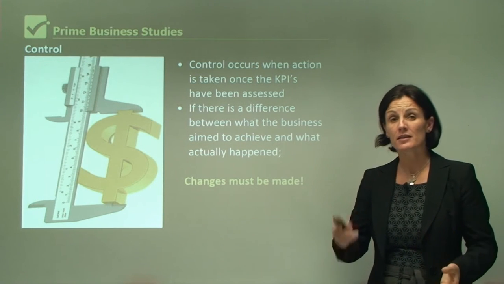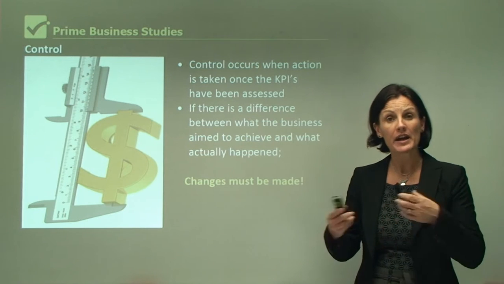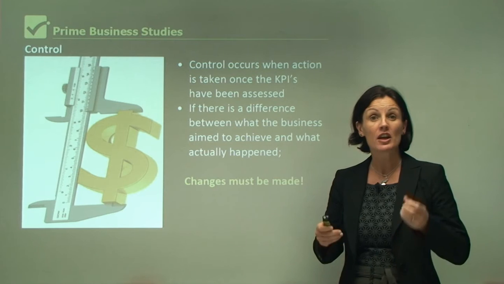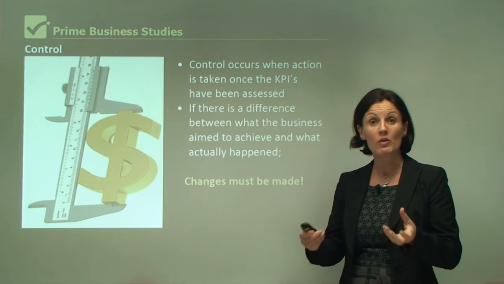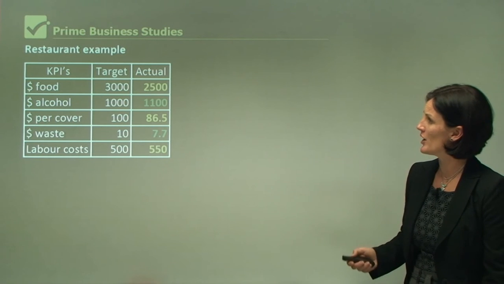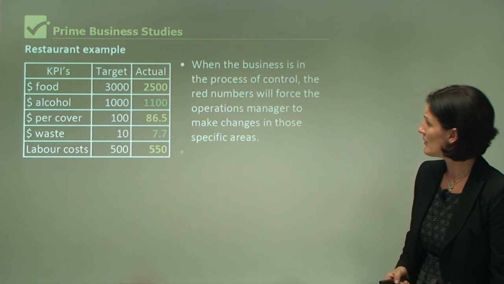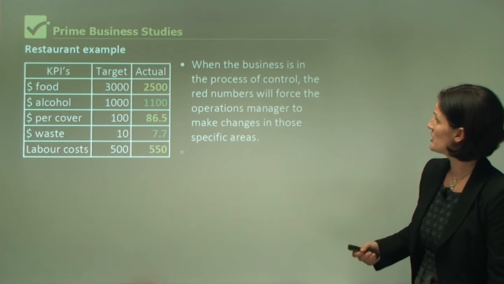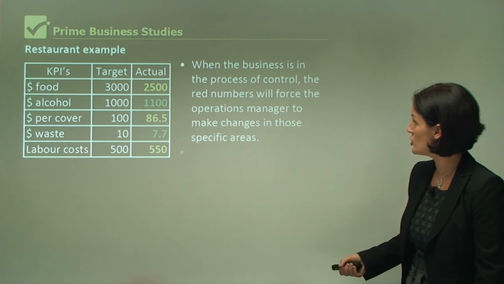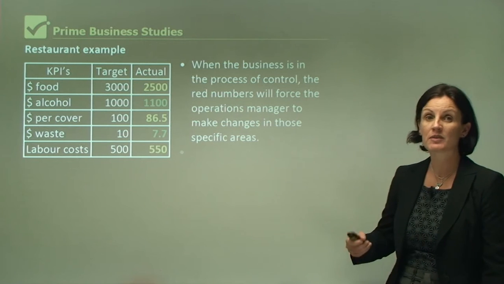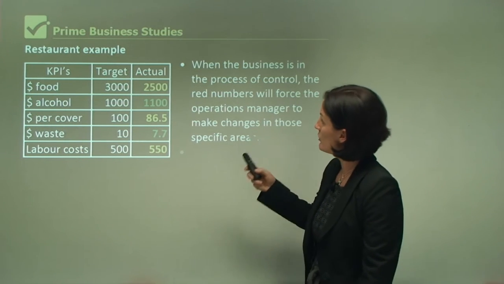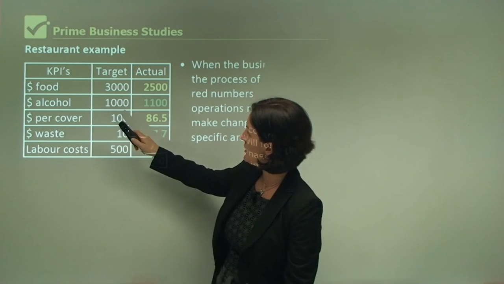Often in a business, some areas will be strong and other areas will be weak. The business must make changes to the areas that are weak, where we're not achieving what we wanted to. Now, let's have a look at a restaurant as an example. When the business is in the process of control, the red numbers will force the operations manager to make changes in those specific areas. So, this particular restaurant has their KPIs.